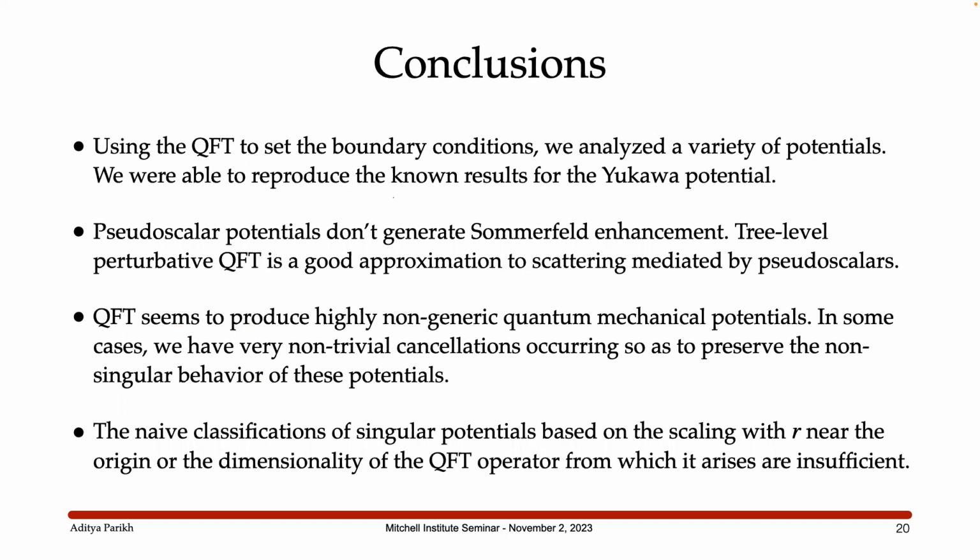Okay, so just to throw up some conclusions about what we're doing on a large scale. Using the field theory, we came up with this framework which allows us to set the boundary conditions at some finite radius, and it allows you to look at a larger scale, a variety of different potentials. And the upshot is that it allows us to reproduce known results for the Yukawa potential, which allows us to say that, all right, this is probably not something that is completely wacky.